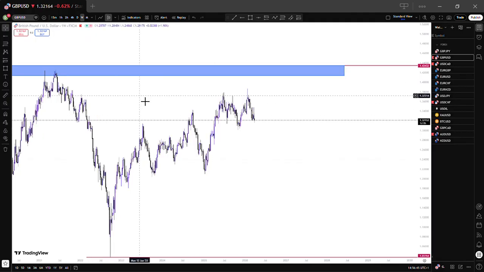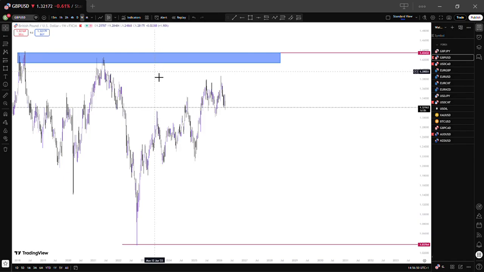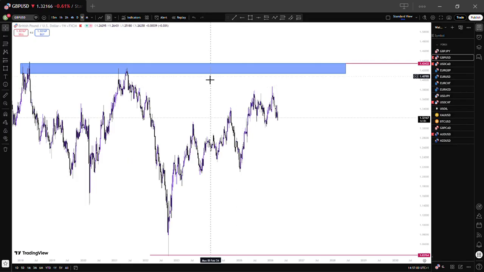So honestly, we're not even expecting this zone to break right now. Although in the market there's nothing that's impossible. It's a matter of observing what the market is doing and going along with the flow. Right now, there's a zone here that we're not expecting to break through, but even if it does, no problem.